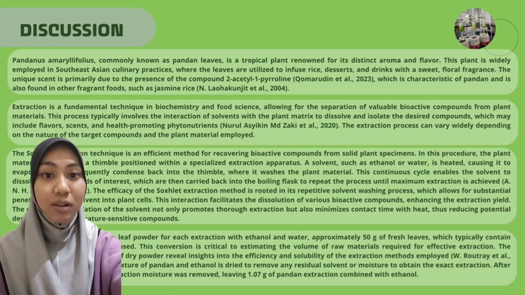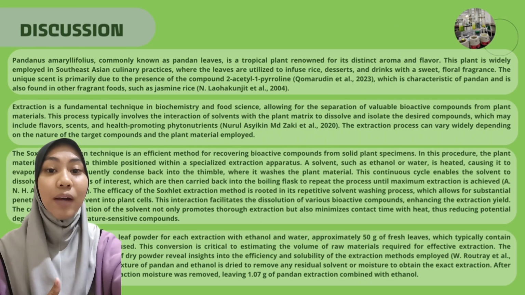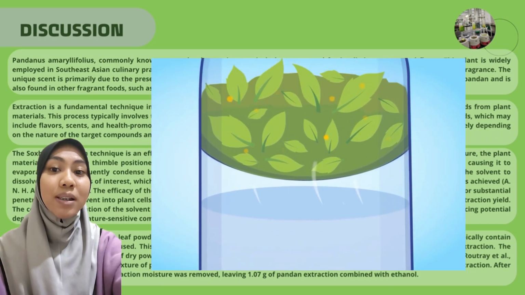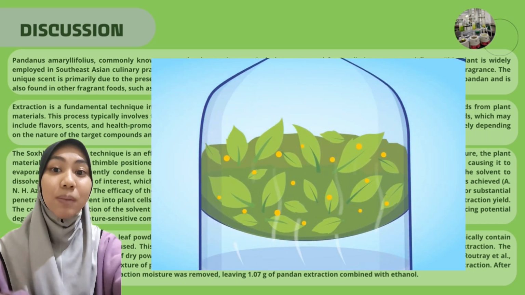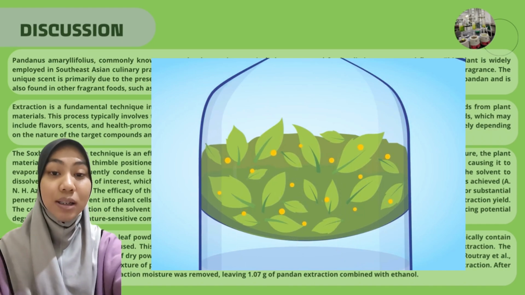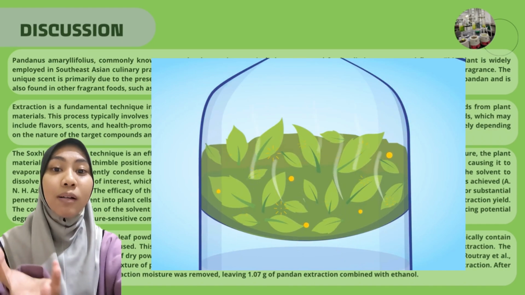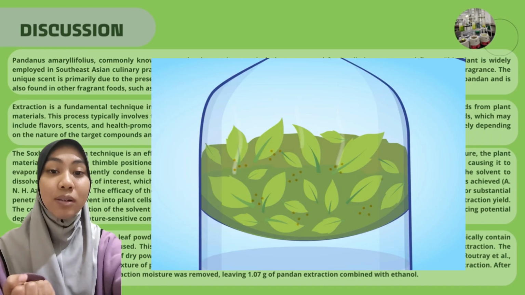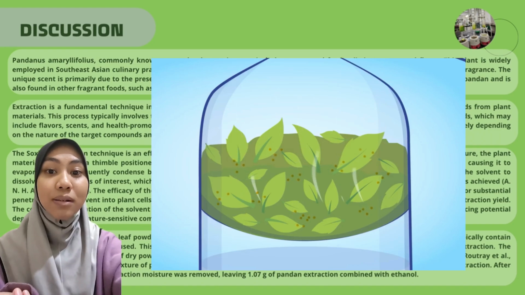The Soxhlet extraction technique is an efficient method for recovering bioactive compounds from solid plant specimens. In this procedure, the plant material is placed in a thimble position within a specialized extraction apparatus. A solvent such as ethanol or water is heated, causing it to evaporate and subsequently condense back into the thimble, where it washes the plant material.